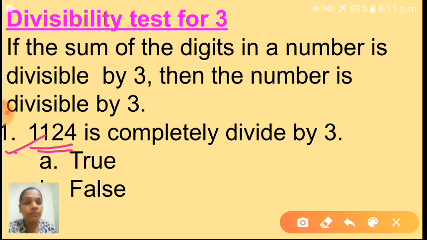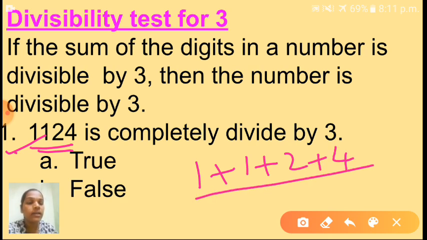Yes, see here, you have to do this one in your rough notebook. 1 plus 1 plus 2 plus 4, you just have to add. 1 plus 1 is 2, 2 plus 2 is 4, 4 plus 4 is 8. This 8 we can't divide completely by 3, so this number we can't completely divide by 3. So your answer is what? False will come. Okay children, shall I go to the next one now?